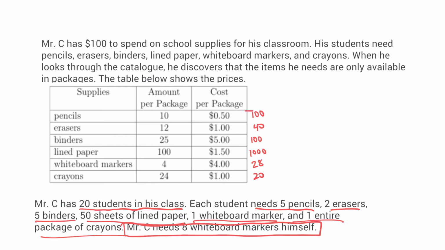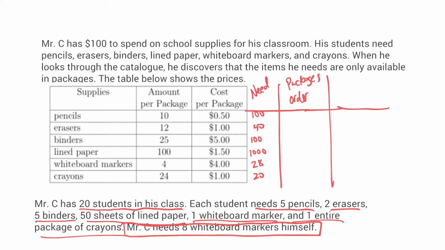So now we have to figure out how many packages. So this is packages. How many packages should we order? Packages to order. And then here is going to be the total cost. So if we need 100 total pencils and there's 10 per package, what we do here is do 100 divided by 10. So we need 10 packages.